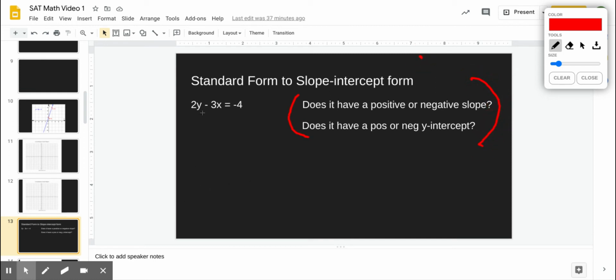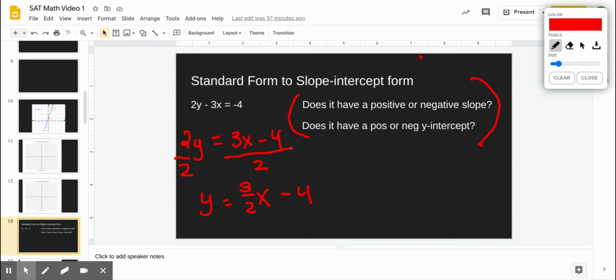Let's bring the x out. It's a minus 3x, so we're going to have 2y equals, we're going to add on both sides, so that's how we get 3x minus 4. And then we have to divide the 2 out, right? And we're going to get y equals 3 over 2x minus 4.